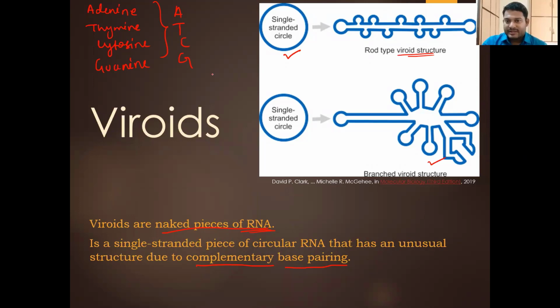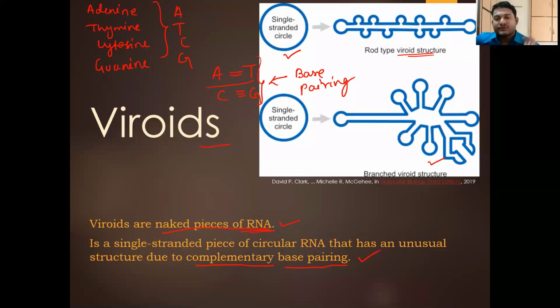So always what happens, adenine is going to form a double hydrogen bond with thymine, and C, the cytosine, forms triple hydrogen bonds with guanine. So this is called base pairing. Now, this base pairing allows the viroid, which is nothing but a naked RNA or a regular RNA, to form the structure that I'm talking about here. As you can see, these are the structures. It looks double stranded, but it is all one RNA molecule. They are forming this structure because of base pairing.